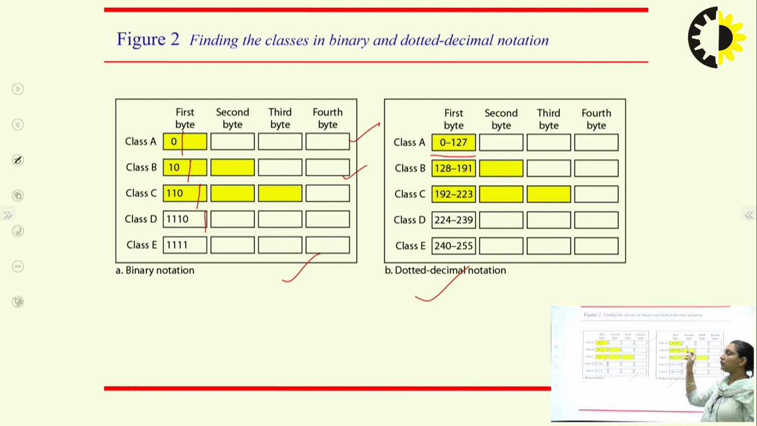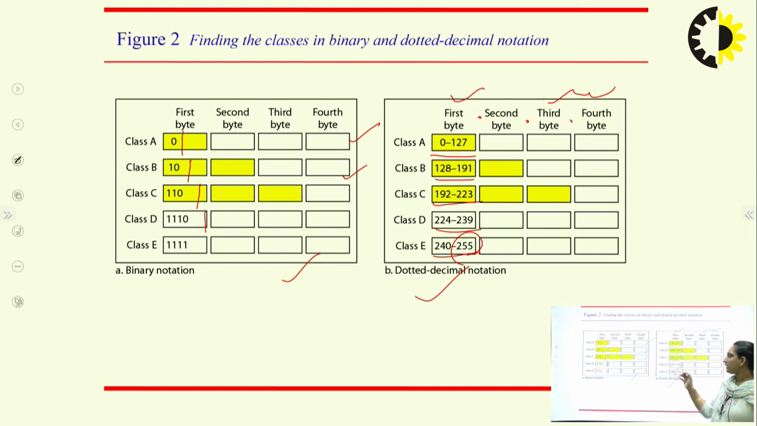In decimal notation, if the first byte is 0 to 127, then it belongs to class A. 128 to 191 is class B. 192 to 223 is class C. 224 to 239 is class D, and 240 to 255 is class E. We go up to 255 because that is the only combination we have. So this is binary notation: we have the first octet, second octet, third octet, fourth octet, all separated by a dot.